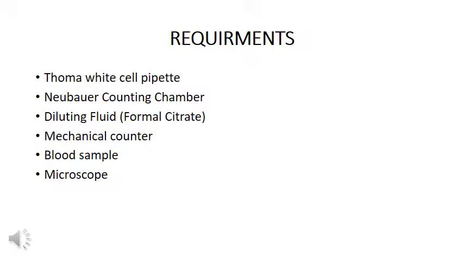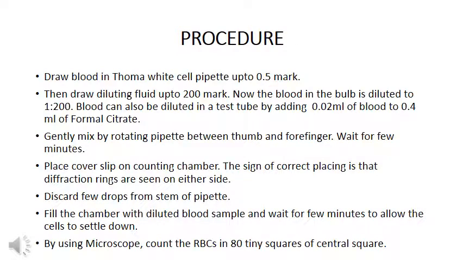We can use the Thoma white cell pipette, and we can dilute our sample outside of the Thoma pipette, and we will use the Neubauer counting chamber. We have already studied it in our previous lecture. Then we will use a diluting fluid, which is formal citrate. Another reason we use this diluting fluid is that we have to avoid clotting of the sample. So without clotting, and to dilute the sample, we need formal citrate for the exact counting of RBCs in a single sample. So what is the procedure of this whole counting?